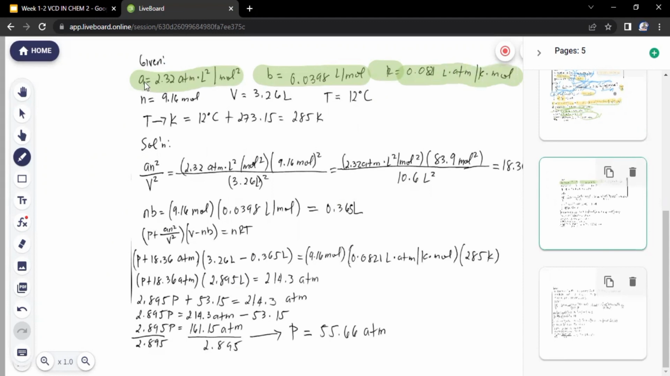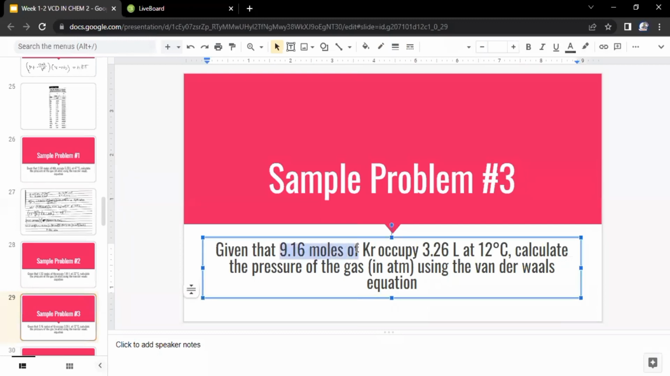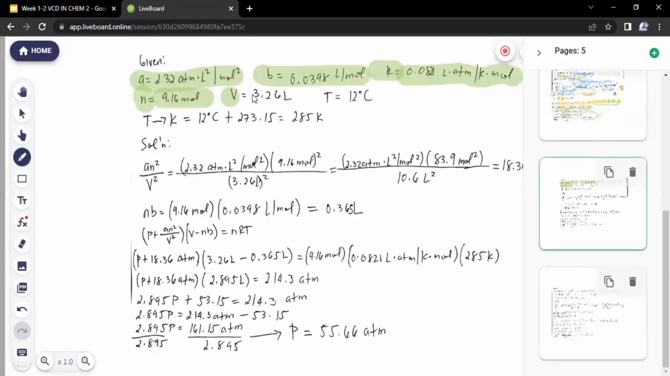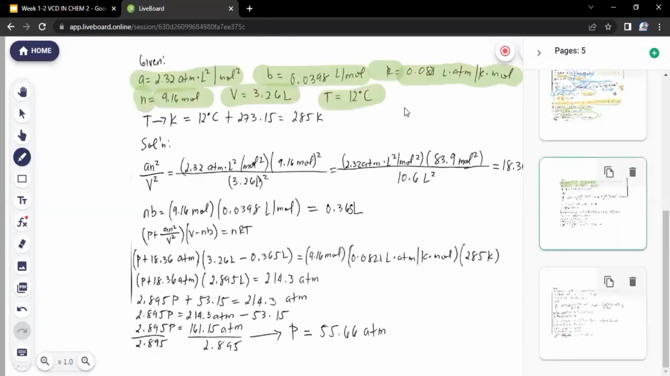And then the value of your moles, which is the N, 9.16 moles, this one came from here, from the problem, sample problem number 3, 9.16 moles of krypton. And then the volume is 3.26 liters here. All right. And then the temperature is 12 degrees Celsius from the problem, this one. Then you have to convert the temperature, since the standard is Kelvin. Convert that by adding 273.15. You will have 285 Kelvin for the temperature.